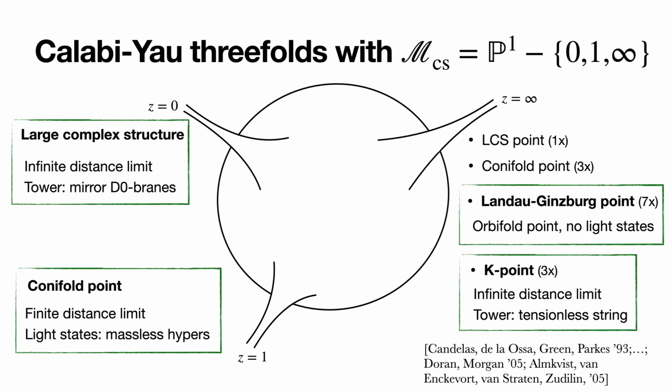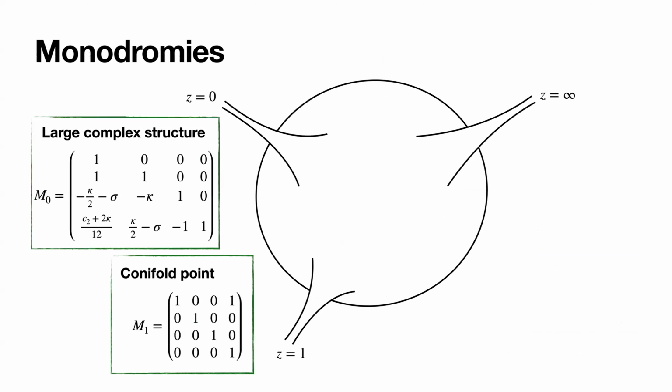Or something which is known as a K point, where you would have an emergent string limit for this infinite distance limit. Now, the details of the geometry don't matter too much for this talk, but I just wanted to mention them for completeness. What does matter, of course, are the monodromies. So there is a very convenient way that you can always bring these monodromy matrices into. Where kappa is the intersection number, C2 is the Chern class, and all of the data here is just geometric data, or topological data, I should say, about the mirror manifold.